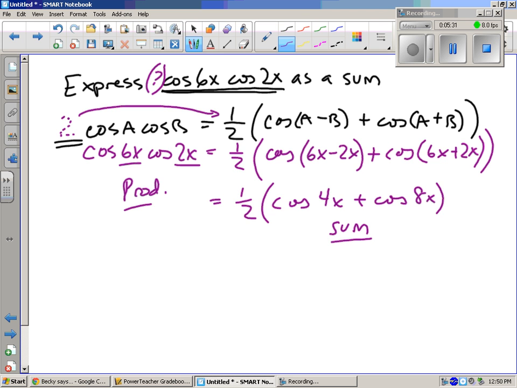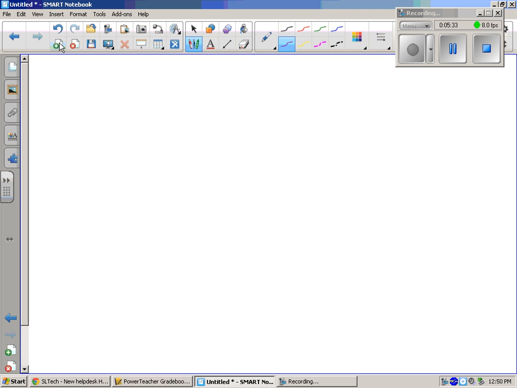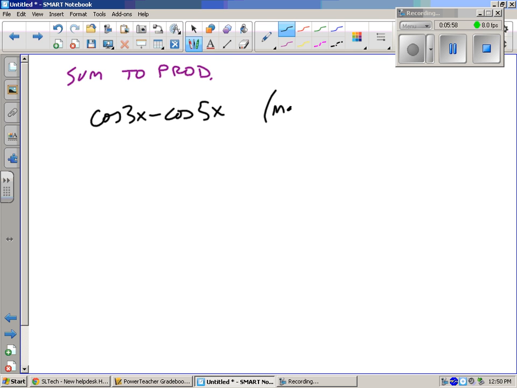Let's go in reverse. Let's go from a sum to a product. If I have cosine of 3x minus cosine of 5x, which of the 4 equations does it match? If you look back in your notes, look at the second one down. It matches number 2 of the 4 formulas we wrote. So I'm going to write that directly underneath here.